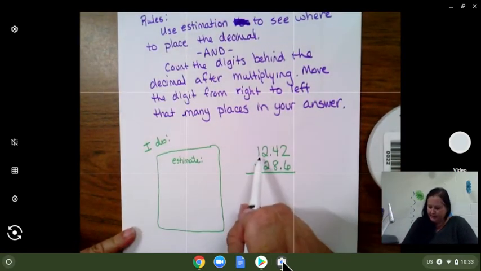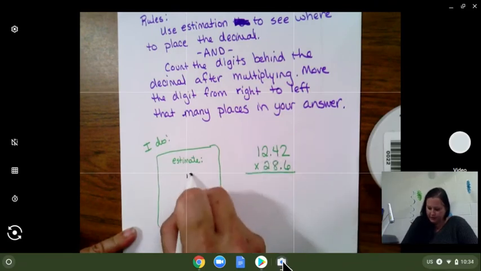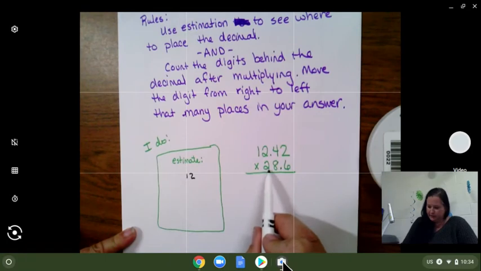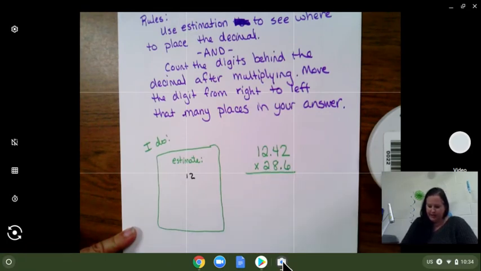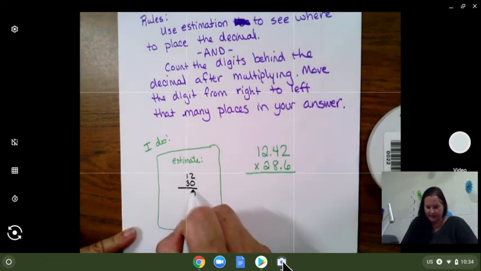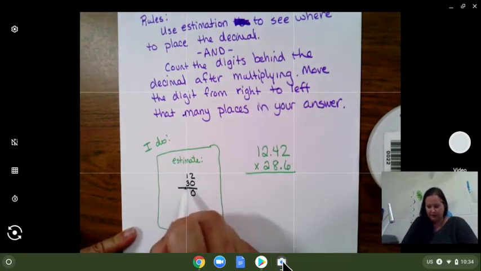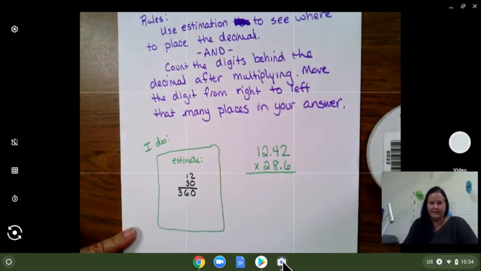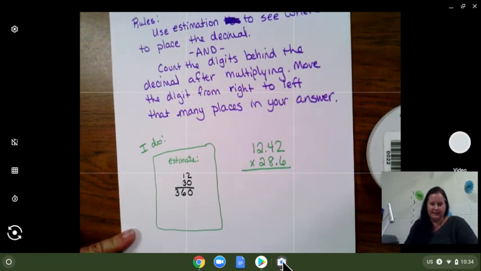Okay, so my estimate would be, this is closer to 12 than 13, so I'll do 12. And this is closer to 29, which is close to 30. I'm going to use 30 as my estimate because it makes my multiplying really fast. If I have a place holding 0 here, I can just put it down, move over to the tens digit, the 3. 3 times 2 is 6. 3 times 1 is 3. So my estimate is going to be about 360.